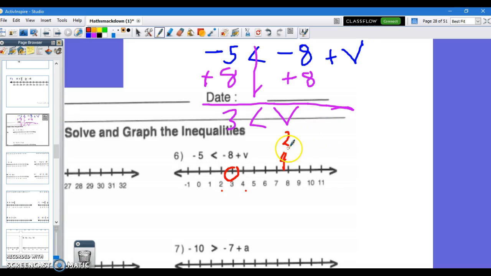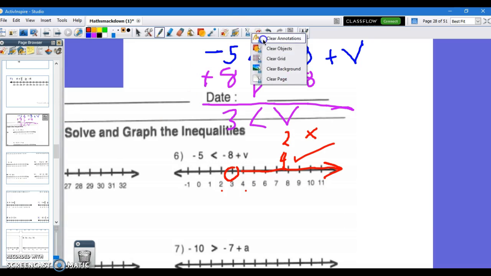So what I do now is plug these numbers into the variable and read each statement. So this would say 3 is less than 2. Is that correct? No, it's not. 3 is less than 4. Is that correct? Yes, it is. So your arrow should be going in the direction of the 4, which is to the right. And that's how you graph. Let's move on to another.